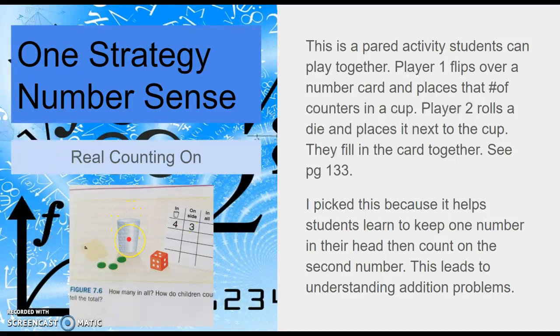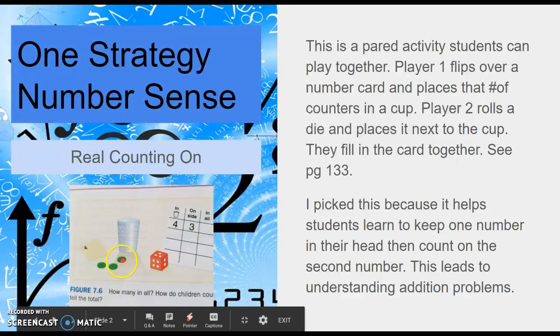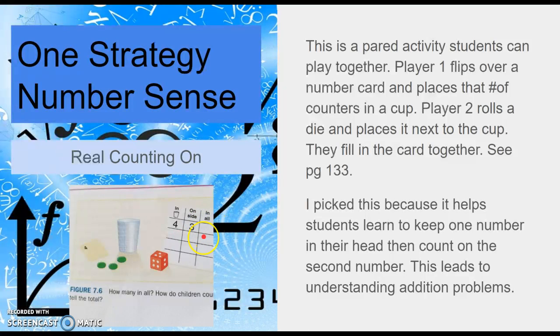So the numbers, they know that 4 are in the cup, and they count on 5, 6, 7, and they write 7 on there. I picked this one because it helps students learn to keep one number in their head, then count on to the second number. This leads to understanding addition problems.